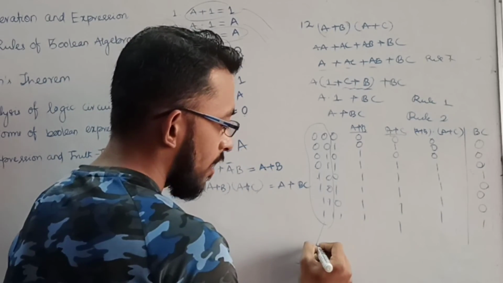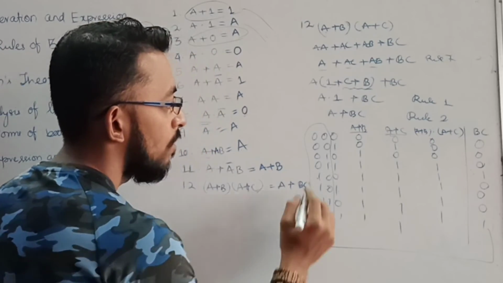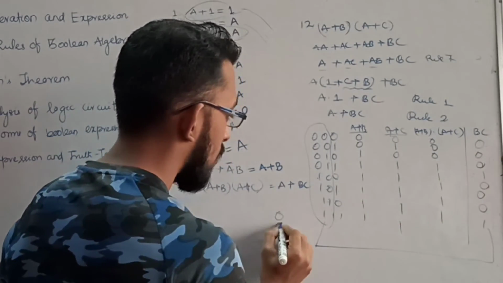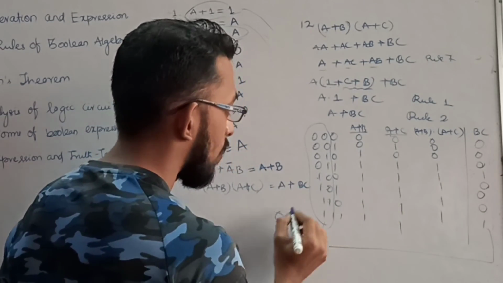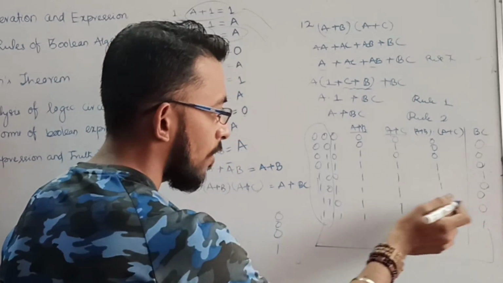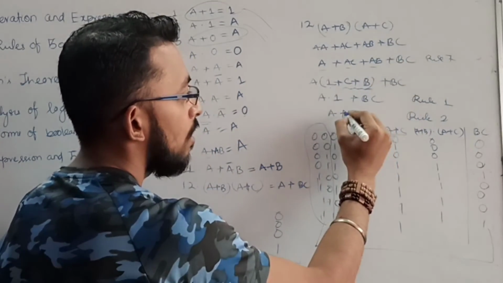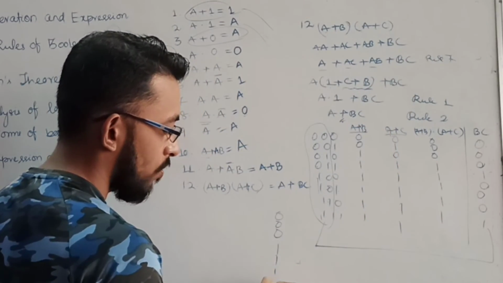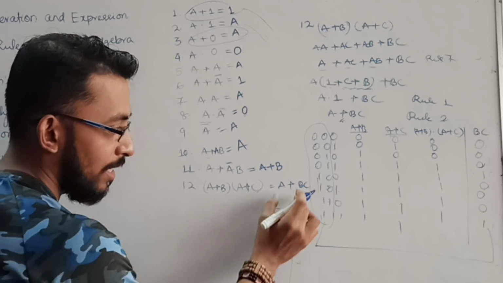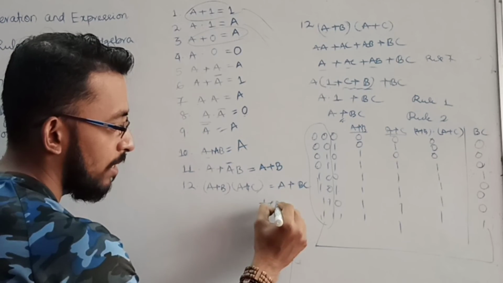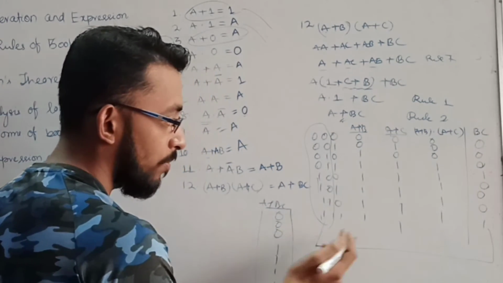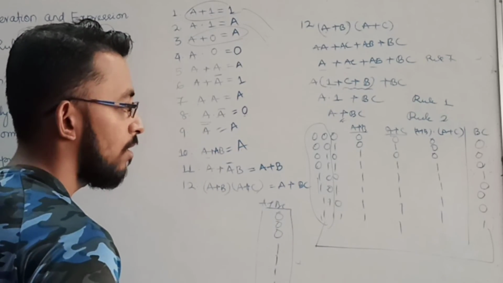Now I have to add this value with A. So 0 plus 0 is 0, giving zeros for the first four rows. For the last four rows A is 1, and whatever the BC value is does not matter since I am doing the OR operation, so that will be 1 1 1 1. Okay. So this is my RHS, right hand side, A plus BC. This is the LHS, so you can compare. There are 3 zeros and 5 ones on both sides.